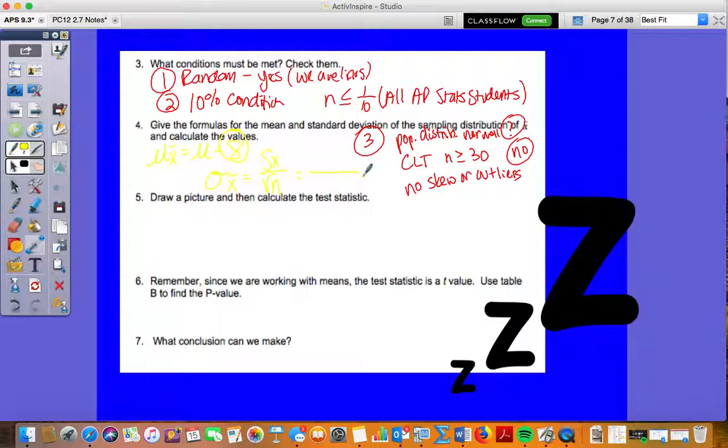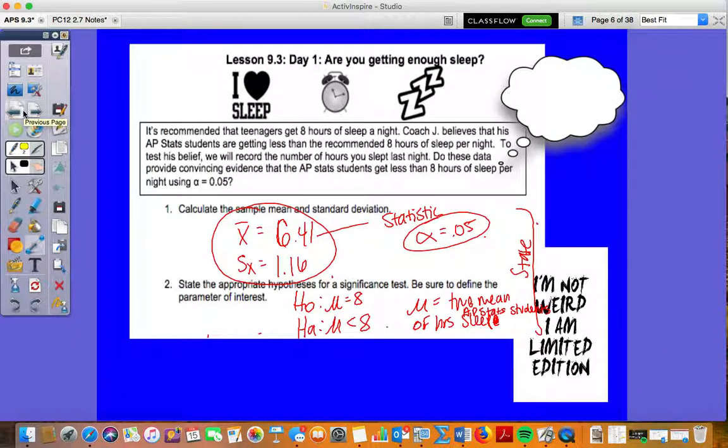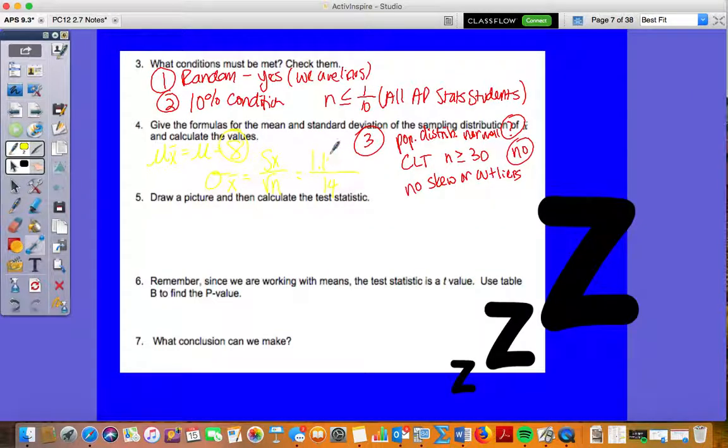Where n was our sample size, right? Which was, I think it was 14 or something like that. And s of x was 1.16. Could someone throw that in their calculator real quick and get that out?